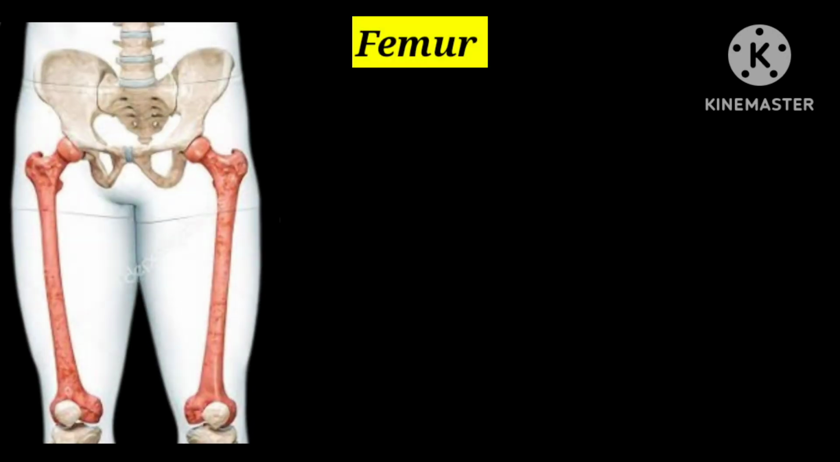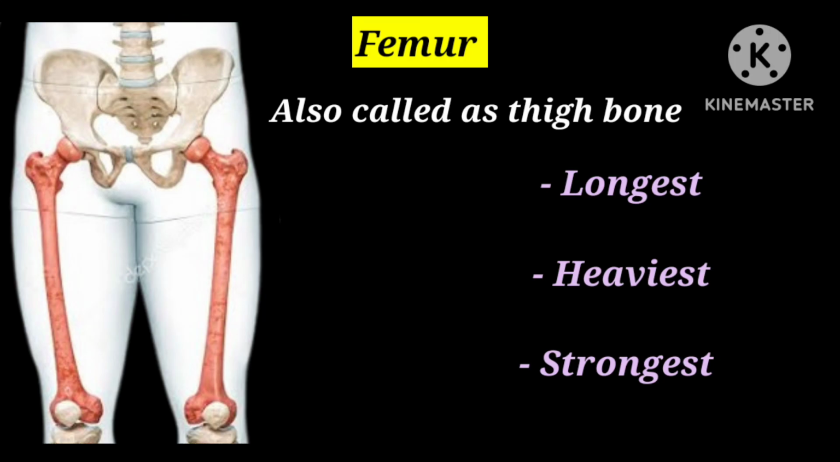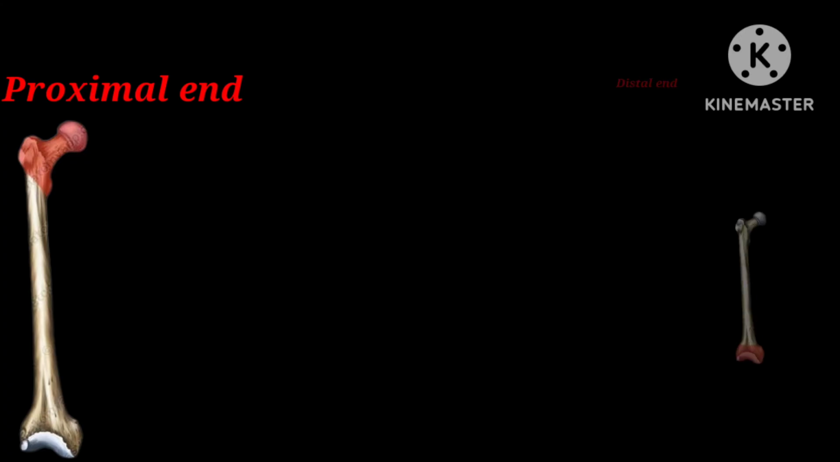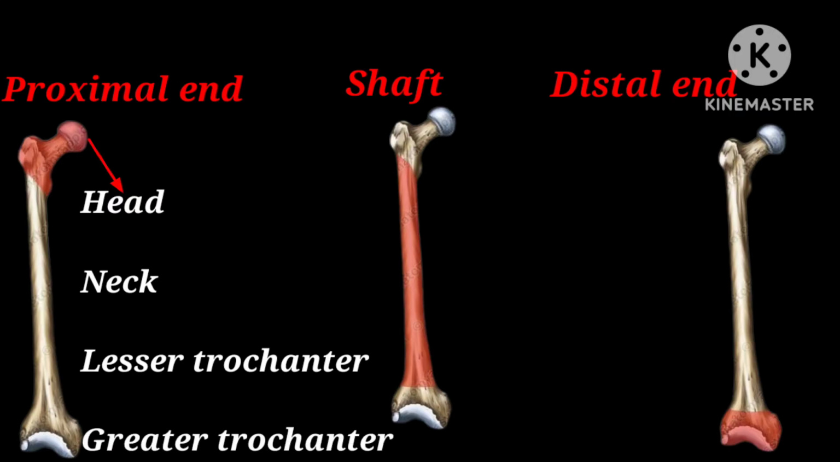The femur, also called the thigh bone, is the longest, heaviest, and strongest bone in the human body. It runs from the hip to the knee and is divided into three parts: the proximal end, the distal end, and the shaft. The proximal end consists of the head, neck, lesser trochanter, and greater trochanter.